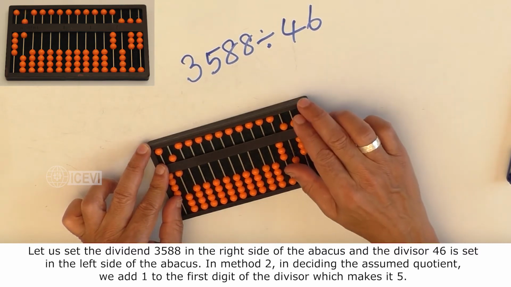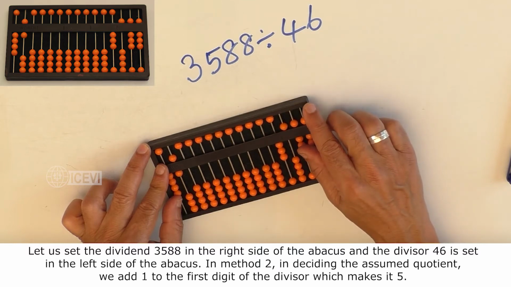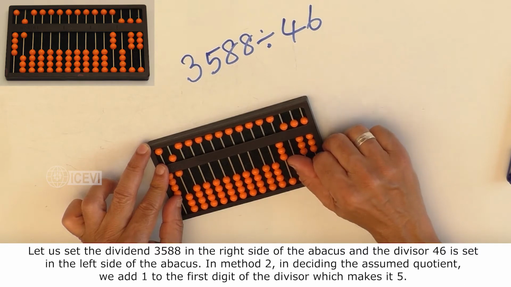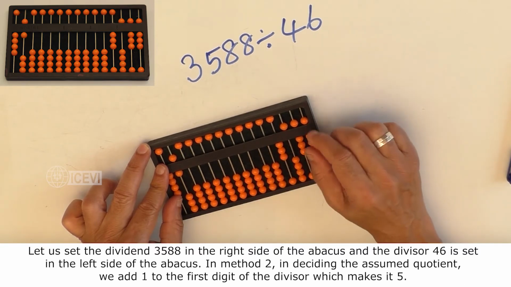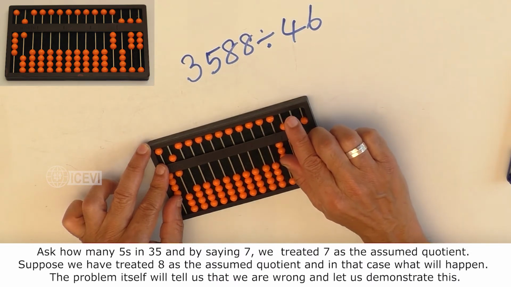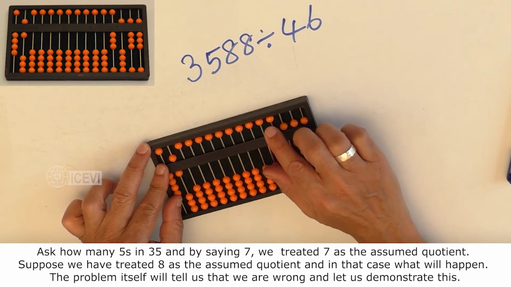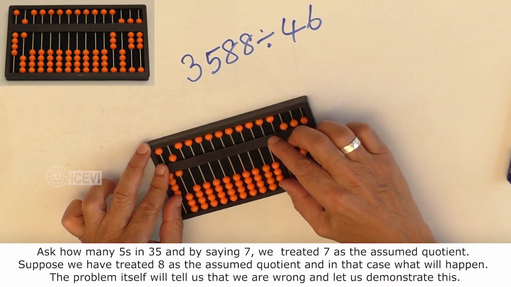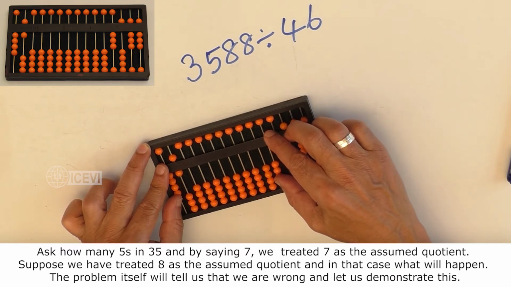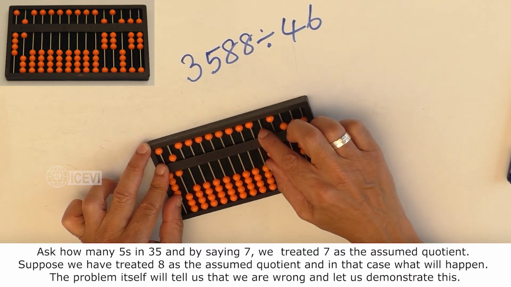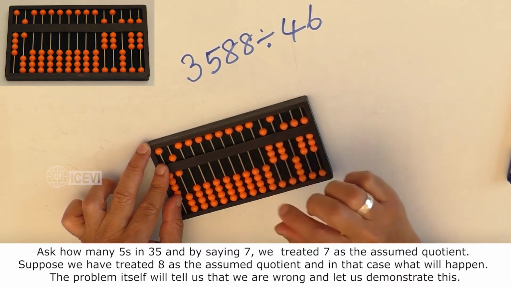In method 2, in deciding the assumed quotient, we add 1 to the first digit of the divisor, which makes it 5. Ask how many 5s in 35, and by saying 7, we treated 7 as the assumed quotient. Suppose we have treated 8 as the assumed quotient, and in that case, what will happen? The problem itself will tell us that we are wrong, and let us demonstrate this.